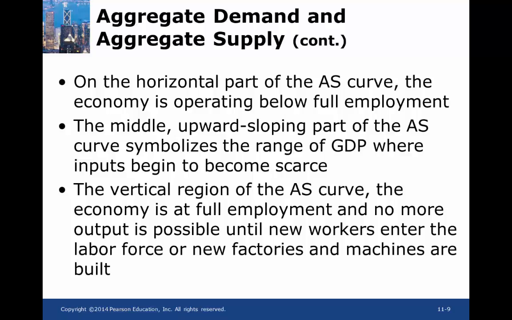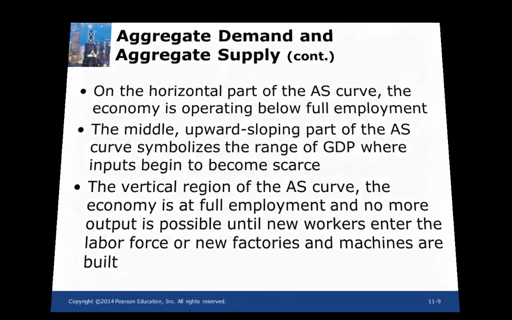On the horizontal part of the aggregate supply, the economy is operating below full employment. The middle upward sloping part of the AS curve symbolizes the range of GDP where inputs begin to become scarce. In the vertical region of the AS curve, the economy is at full employment and no more output is possible until new workers enter the labor force or new factories and machines are built.